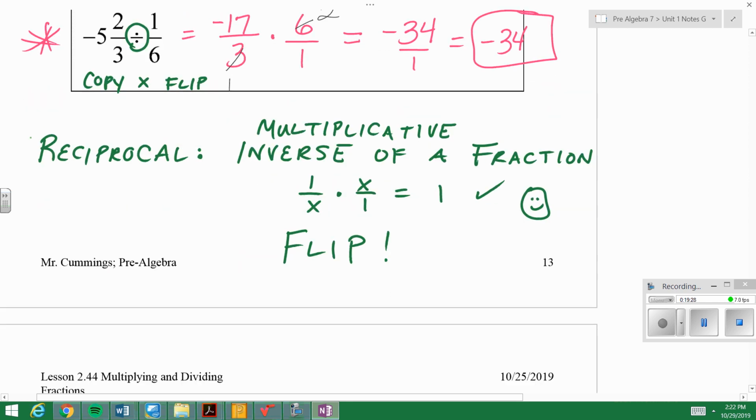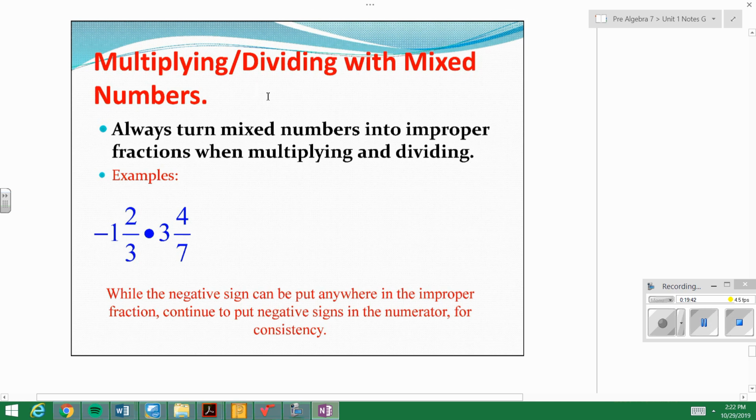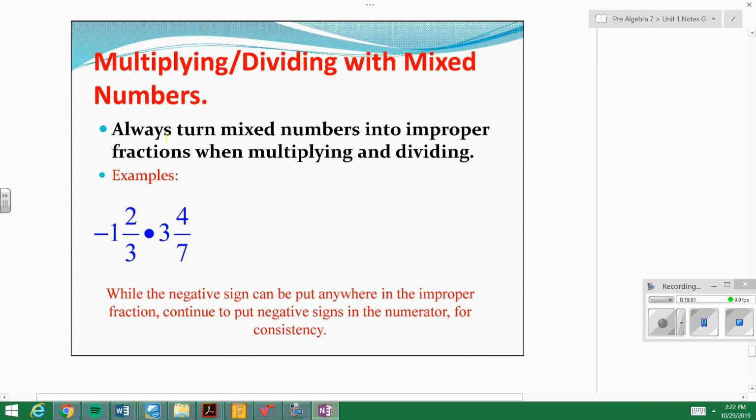It's not the same thing as an opposite. Don't say opposite, because we have already defined what the word opposite means this year. An opposite is an additive inverse of an integer, or of any number, I guess you could say. So this is just simply a note that says when operating with mixed numbers, continue to turn them into improper fractions, but make sure that while the negative sign can go anywhere, put the negative sign in the numerator for consistency, right? Because when we were adding and subtracting, you add and subtract only the tops. So keep putting that into the top.